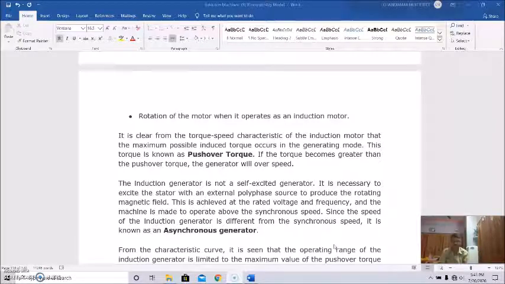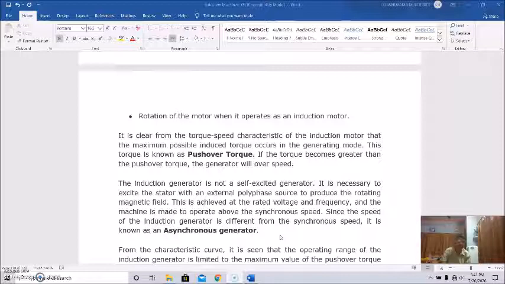Basically, when we study synchronous machines, and particularly the synchronous generator, we will see that it always rotates at a constant speed, that is, the synchronous speed of that particular machine, which depends on the supply frequency and the number of poles. But in induction generators, the machine runs above the synchronous speed, which is not at all synchronous.